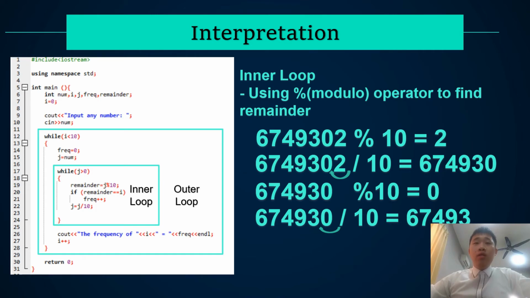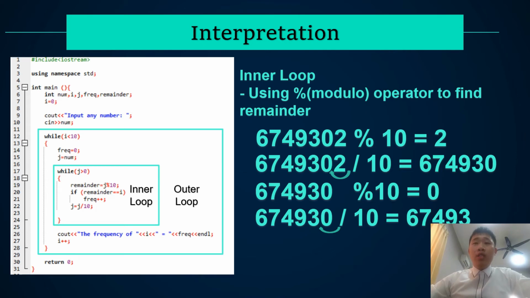We take modulo 10, and the remainder is 0. For i equal to 0, if the remainder is equal to i, the remainder is 0 and i is 0, so the frequency will plus 1. We get the frequency of 0 plus 1, and we move on to another calculation, and we divide it by 10, and it will give us 67493, and move on until it's 0.6.